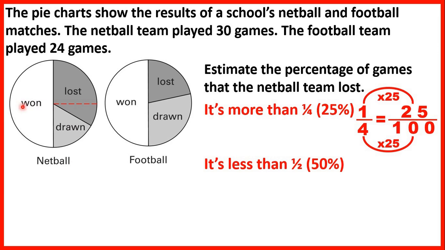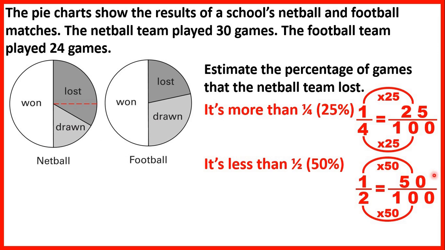50% is the percentage that they won, but the pie chart shows lost. The slice of the pie is smaller for lost than it is for won. And 1/2 is 50%, because 1/2 is equivalent to 50 hundredths.